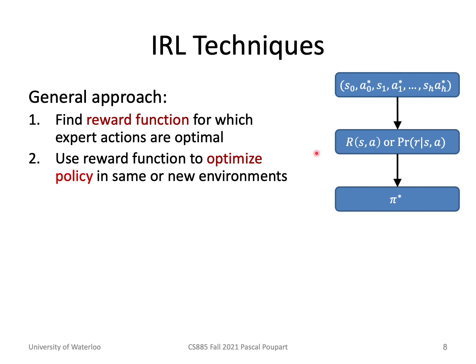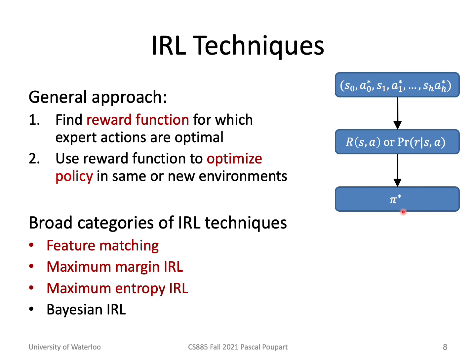Once we have that, then we have a second step where we're simply going to optimize a policy, and we're going to do that either in the same or very often in new environments. So in other words, you see we're going to take this reward function or distribution and feed that to a reinforcement learning technique that will then optimize for an optimal policy.